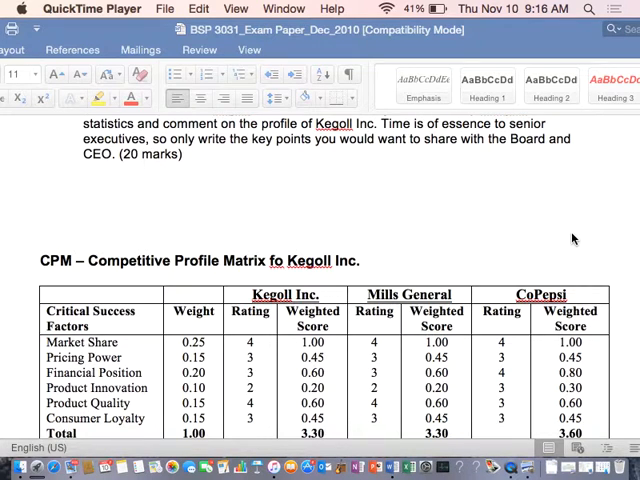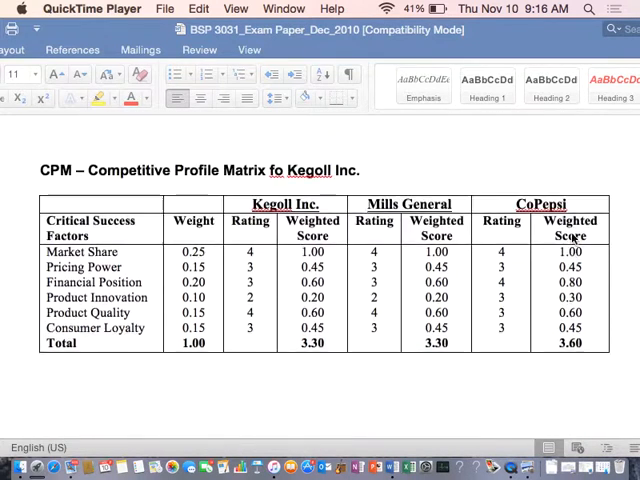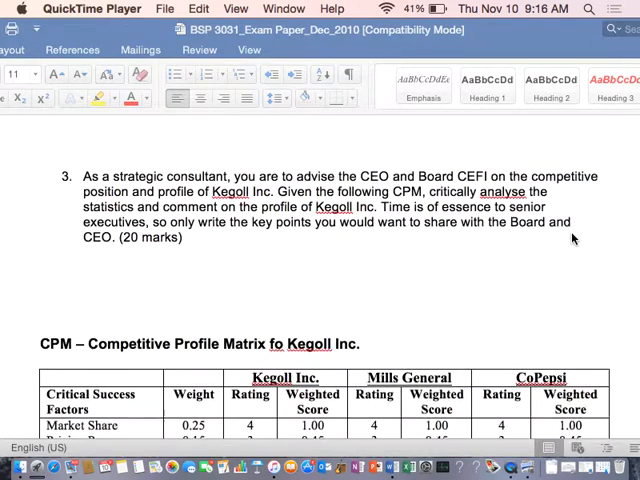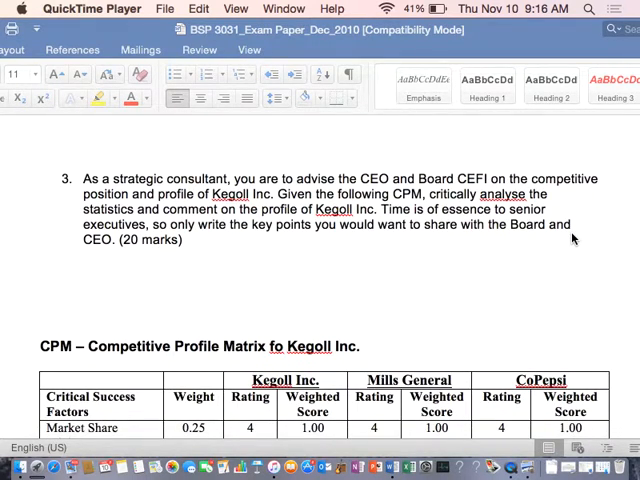Time is of essence to senior executives, so only write the key points you would want to share with the board. Appreciating you can't write everything. Yeah? So this is what it is. I want you to look at the language that we're using here.